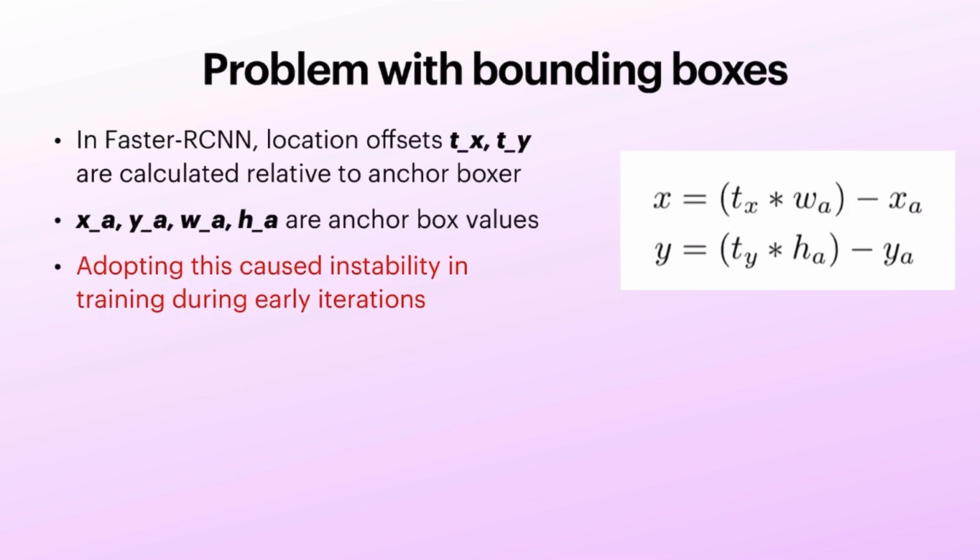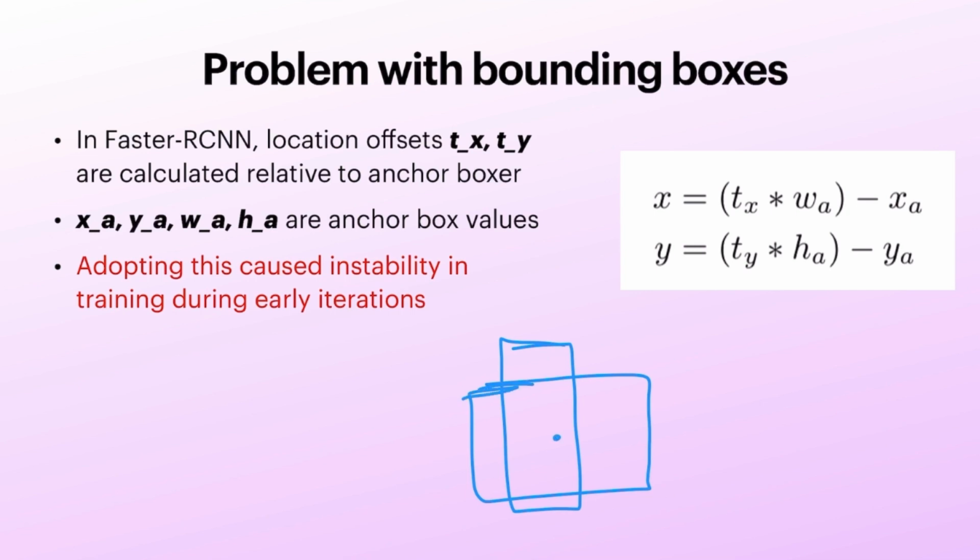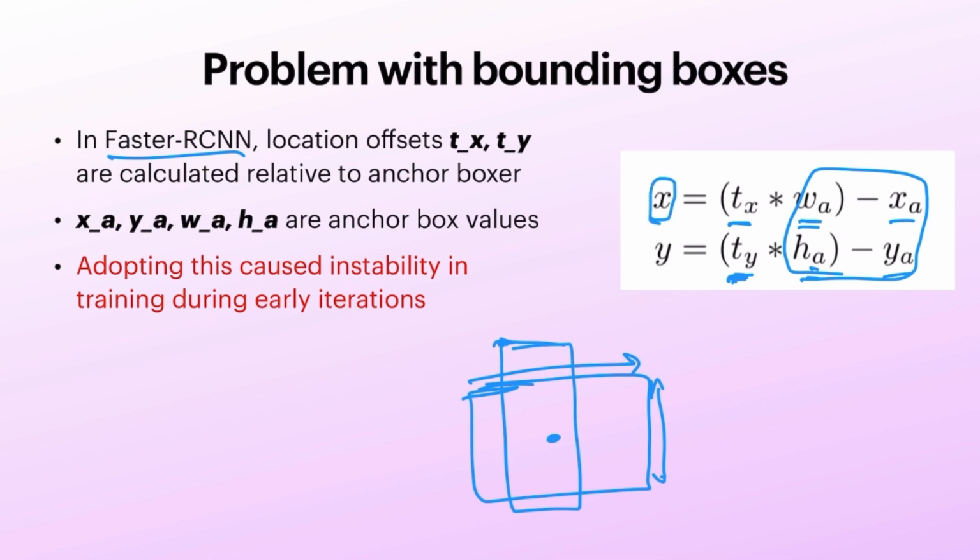And they faced one more problem. Now they started adopting these anchors, right? So when we get these anchor boxes, let's say your object is in the shape of this one. For the center of my object, I have to predict with respect to the anchor top left corner, and width and height I have to predict with respect to the anchor width and height. That's what is happening in Faster RCNN. If you see, these are XA, YA, WA, HA. These are the anchor values. And this TX and TY are my network predictions. These are my actual box predictions. Now for getting the actual box value, I have to use the anchor predictions. So the offsets are calculated relative to the anchor boxes.